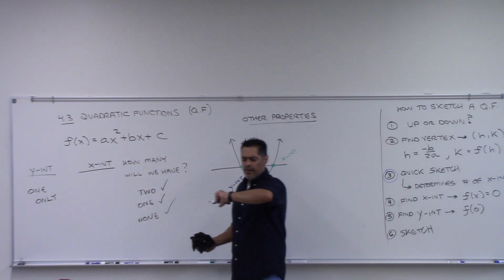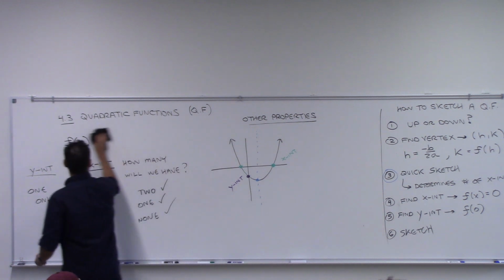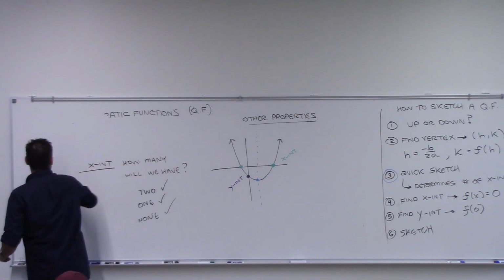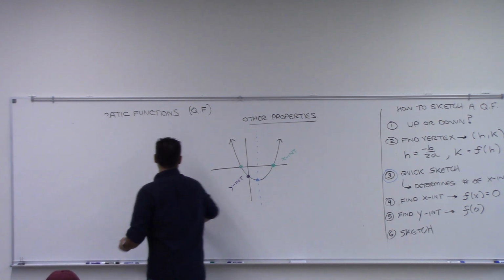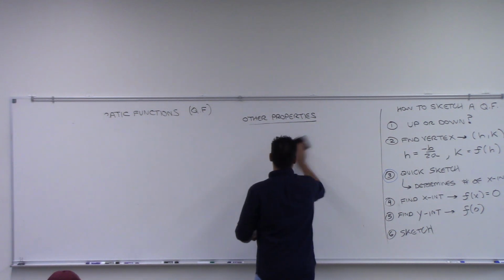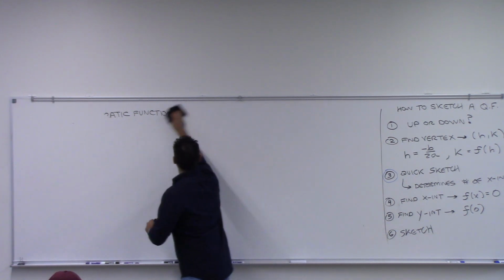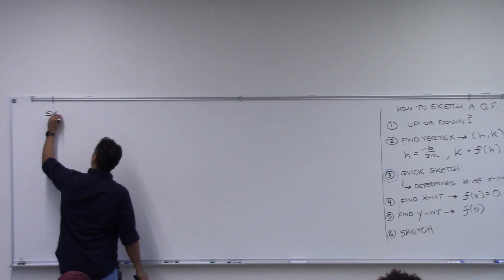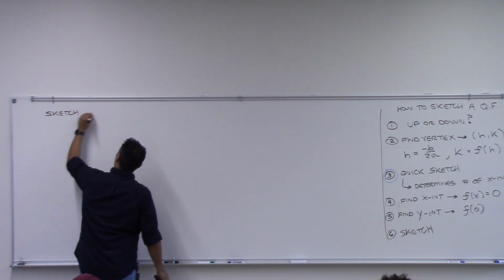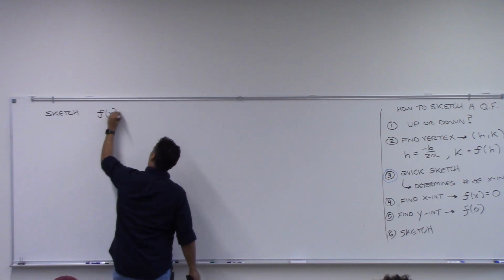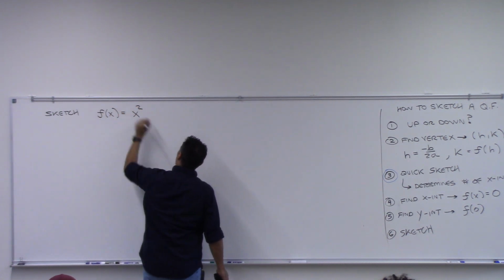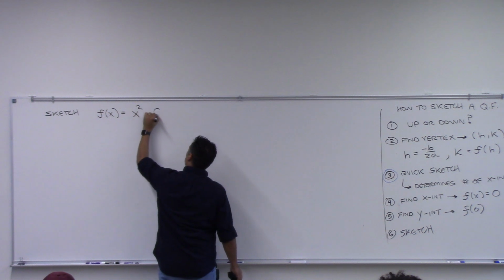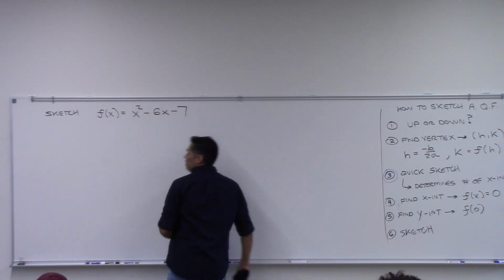All right, I have 15 minutes. Let's do an example. And I'm going to start with a very simple example, something that's easy to work with. All right, sketch this: f of x equals x squared minus 6x minus 7.